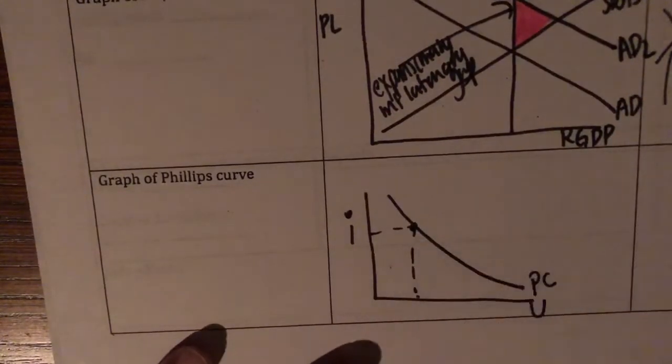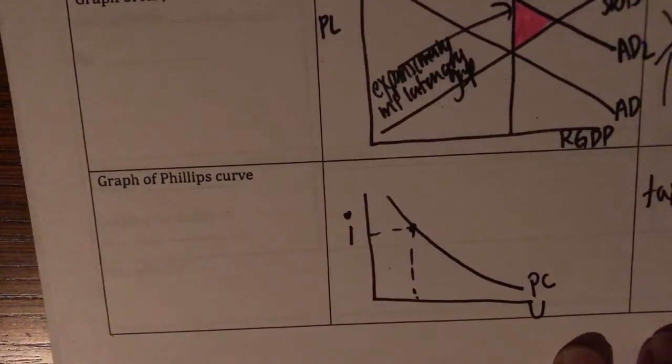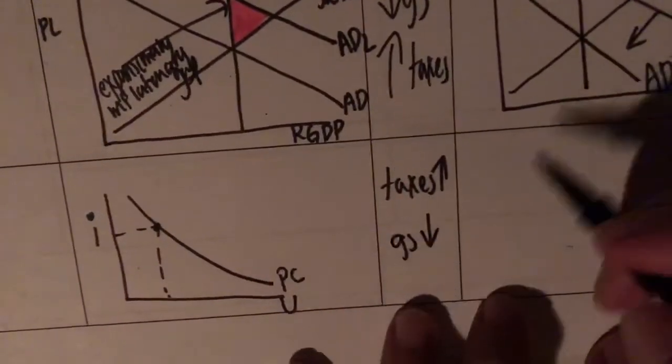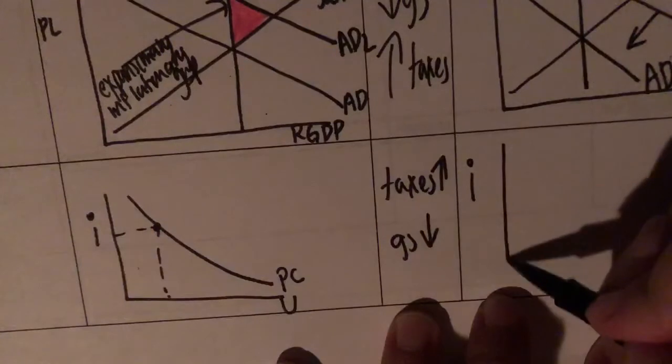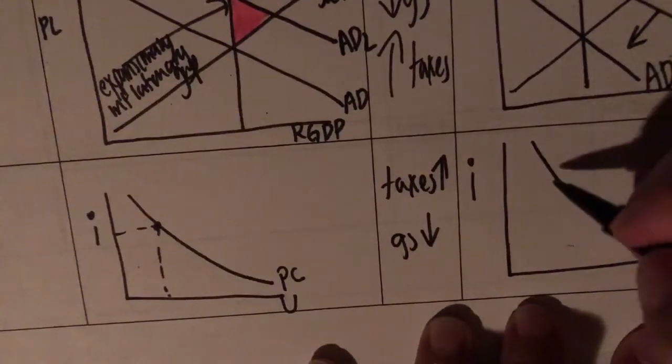This is an expansion. Well, if the government taxes more and the government spends less, I need to draw what happens on the Phillips curve. So here's I, because that's this axis. Here is U over here. Originally, I'm up here, right? Inflation, point A.